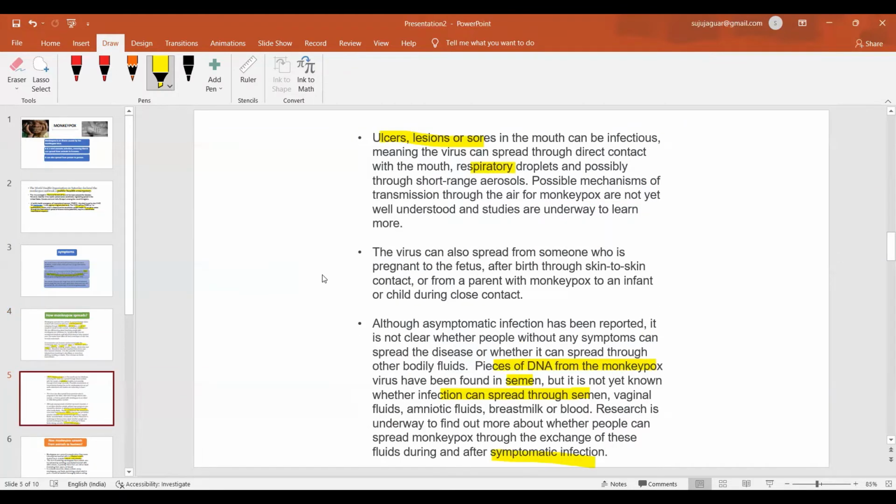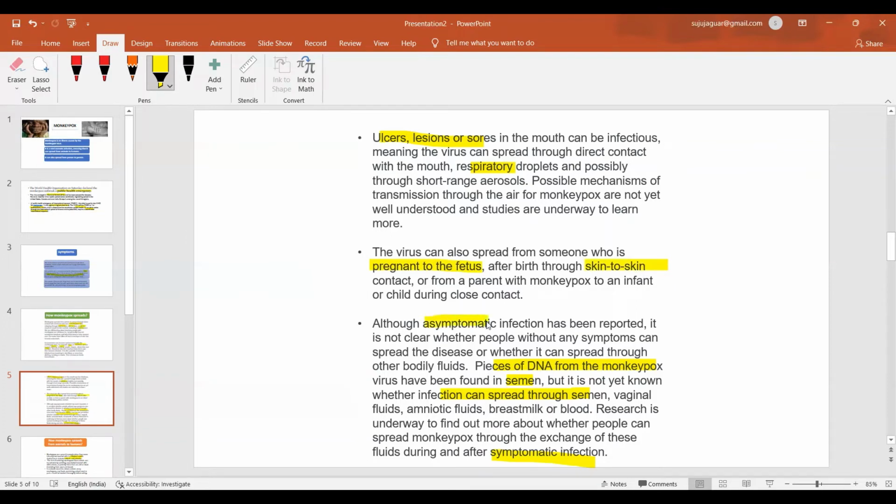Lesions or sores in the mouth can be infectious, meaning the virus can spread through direct contact with the mouth, respiratory droplets, and possibly through short-range aerosols. It can also spread from someone who is pregnant to the fetus, after birth through skin contact, or from a parent with monkeypox to an infant or child during close contact.